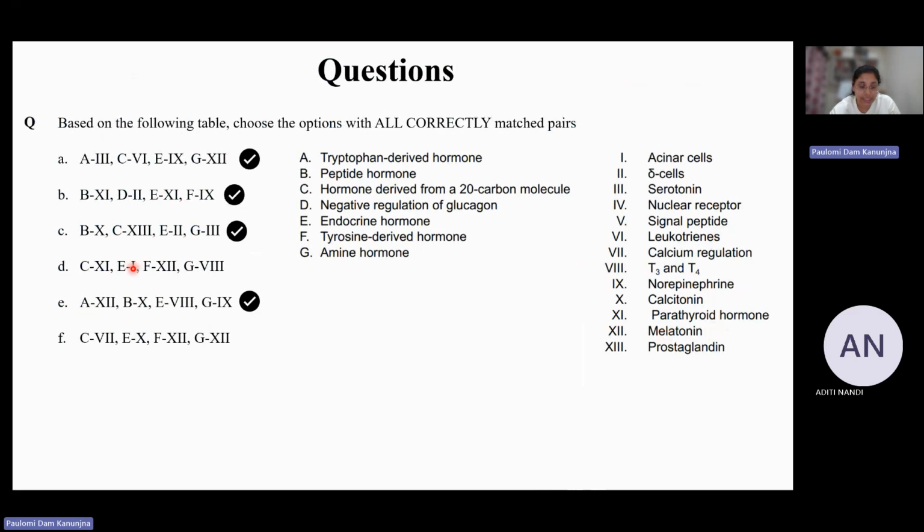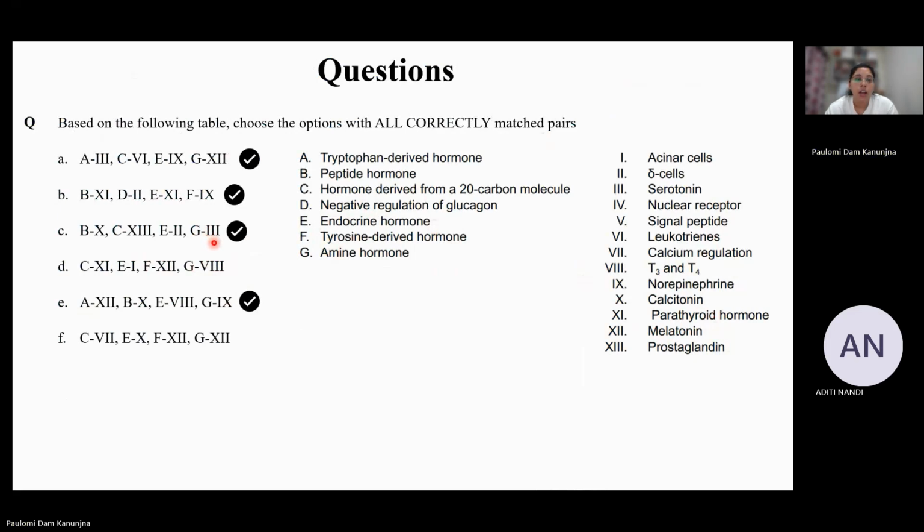Now E1, E says endocrine hormone, 1 is acinar cells. So acinar cells are actually exocrine, they are not endocrine. So they don't secrete their products into the blood, right? So this is an exocrine gland. This is the type of an exocrine gland. F, which is tyrosine derived hormone, and it says that it is 12, which is melatonin. Melatonin is a tryptophan derived hormone, right? That's not correct. And G is 8, G is amine hormone, which is going to T3 and T4. We know it's not correct because we have just seen which ones it's correct too.